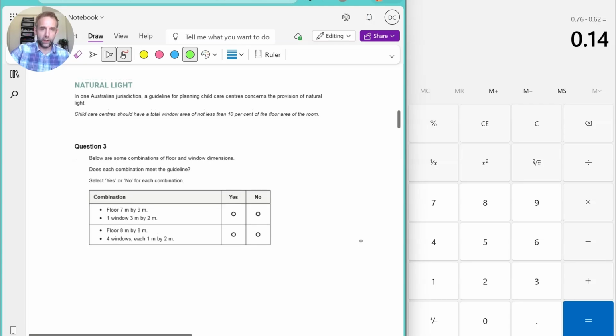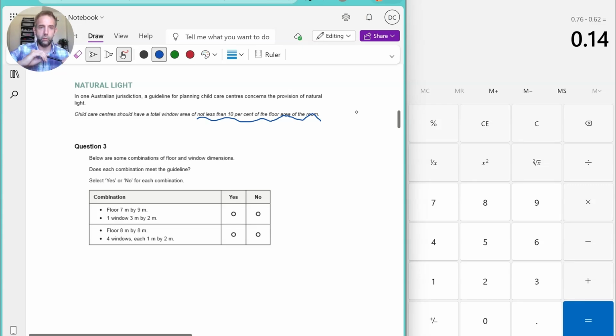Moving on, we have question 3. And it says, in one Australian jurisdiction, a guidance for planning child care centres concerns the provision of natural light. So we have to have enough natural light, basically. It says childcare centres should have a total window area of not less than 10% of the floor area in the room. So this is important. So whatever the area of the room, the window has to be at least 10% of that or bigger for it to be acceptable. Otherwise, there's not enough natural light.